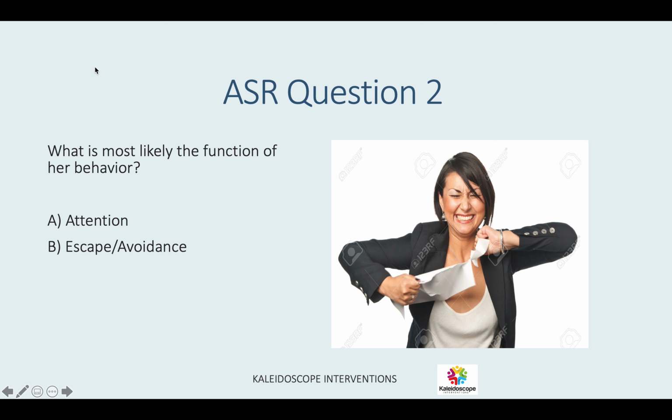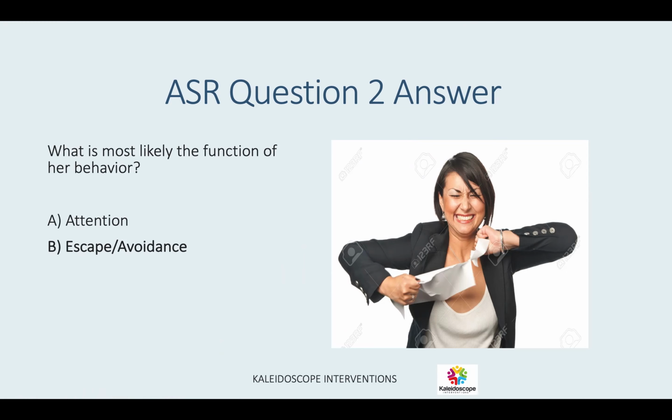All right, ASR question number 2. If you look at the picture, you can see this woman is ripping up what appears to be her work. What is most likely the function of her behavior? Is it A, attention? Or is it B, escape/avoidance? Well, if you said B, you are correct. The function of her behavior of ripping up the work that she needs to do is escape and avoidance.